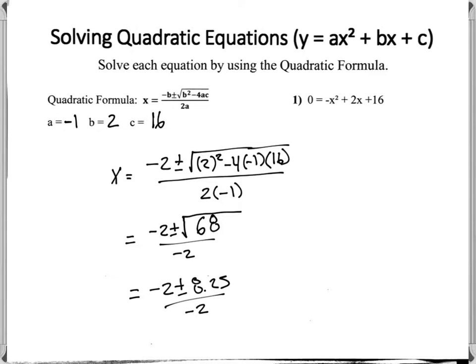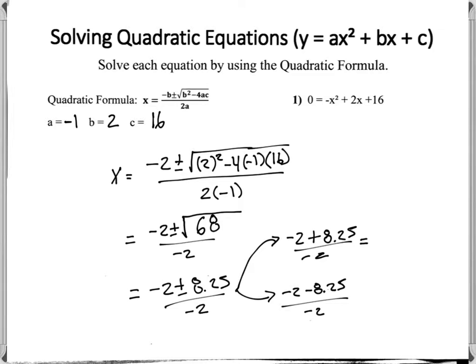At this point, we have a plus or minus situation at hand, so we have to solve two different equations. One where you have negative 2 plus 8.25 over negative 2, and one where you have negative 2 minus 8.25 over negative 2. Solving the top equation should give you negative 3.125, or right in that ballpark. Solving the bottom one, you're going to get right around 5.125. These are your values for x. These would be your x-intercepts, your roots, or your zeros for this quadratic function.